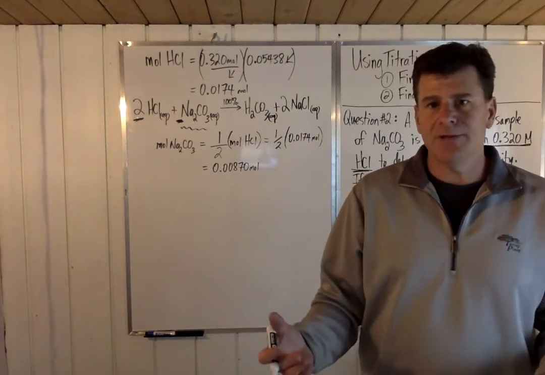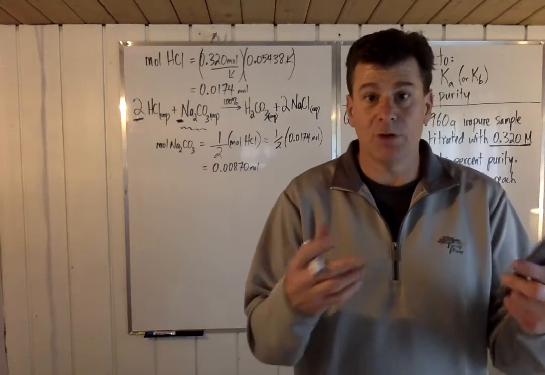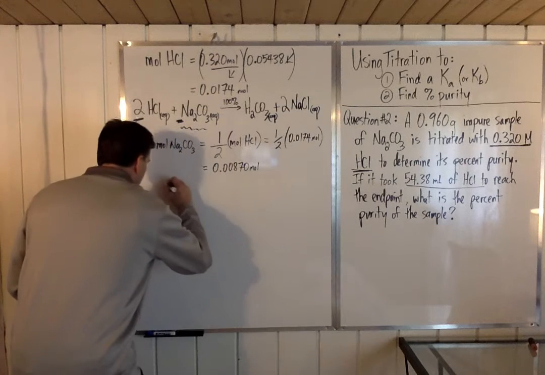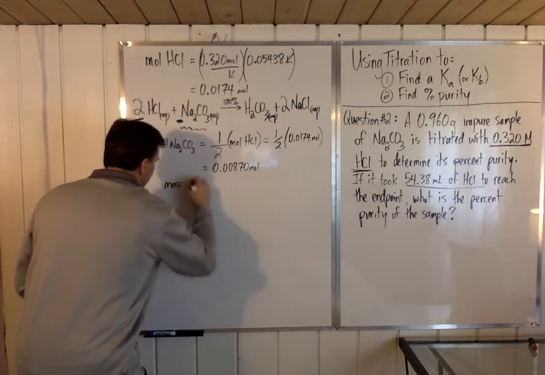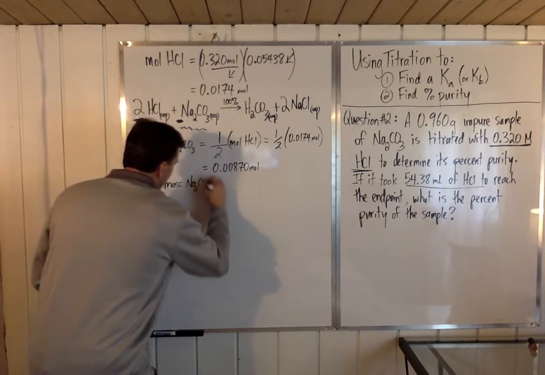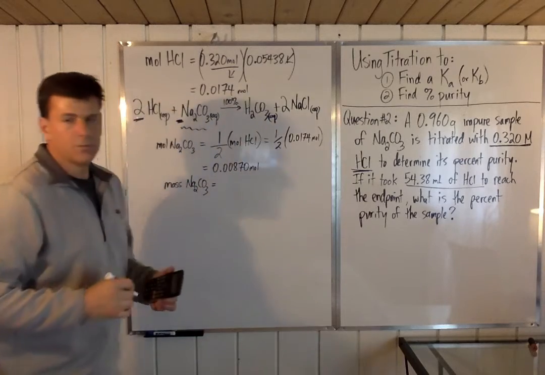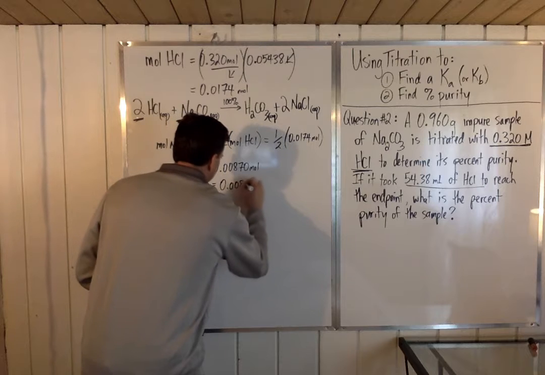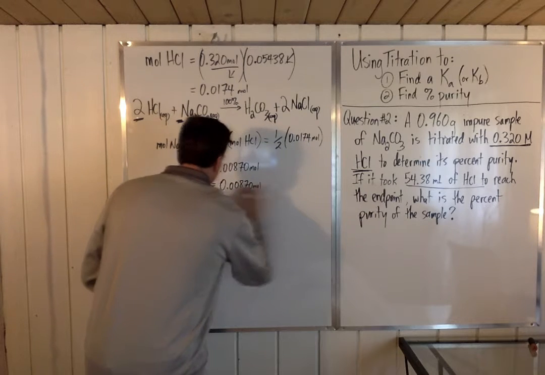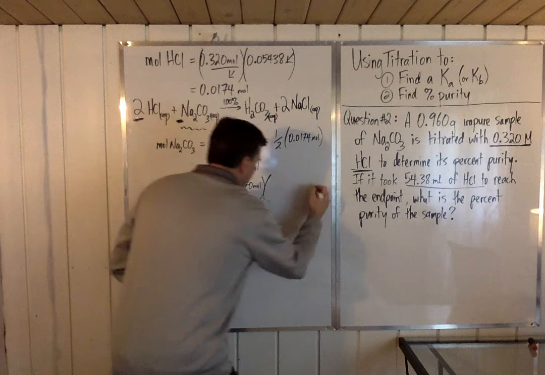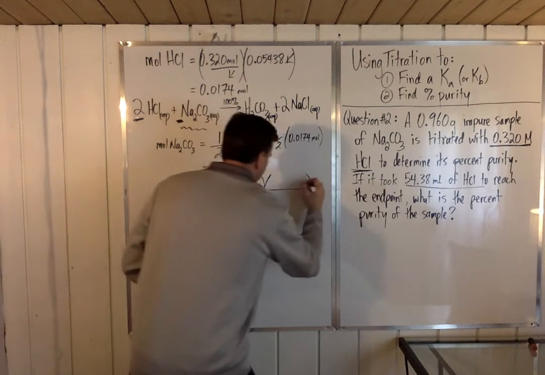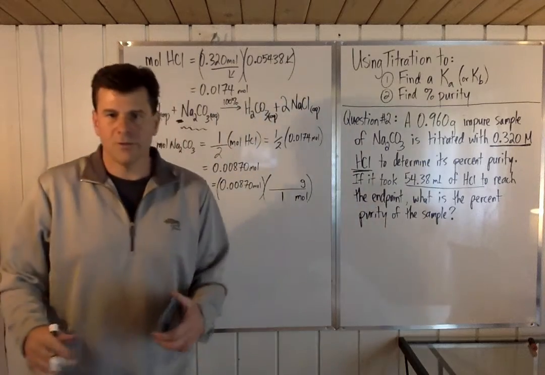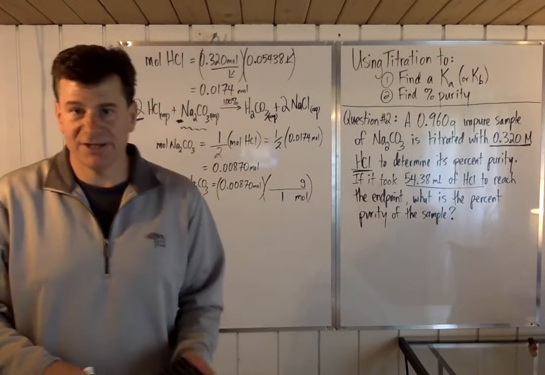So to get the percent purity, I need to change that moles into a mass of Na2CO3. So the mass of Na2CO3 will be 0.00870 moles, and then I'm going to need the grams per mole, the molar mass of Na2CO3.